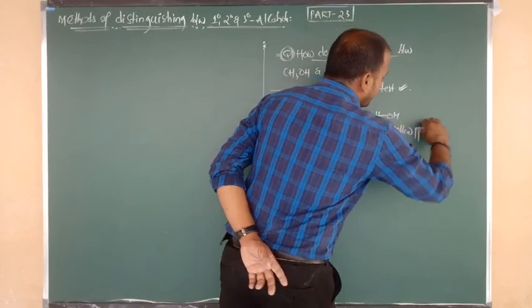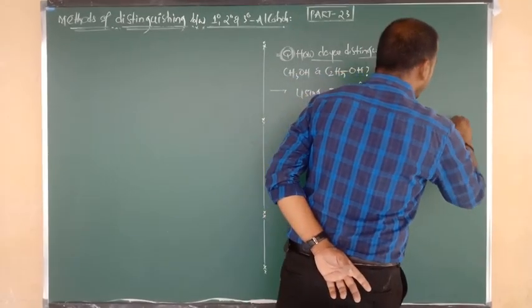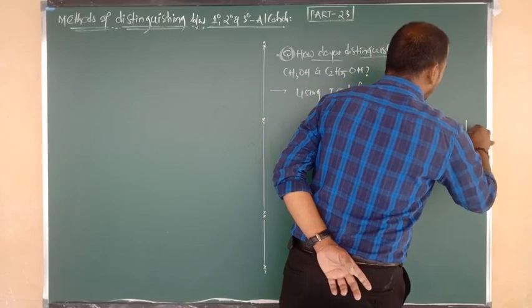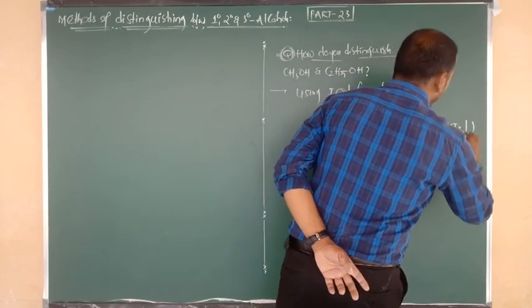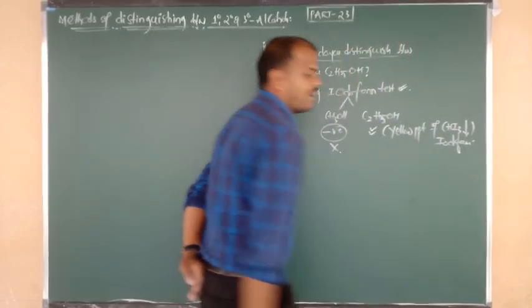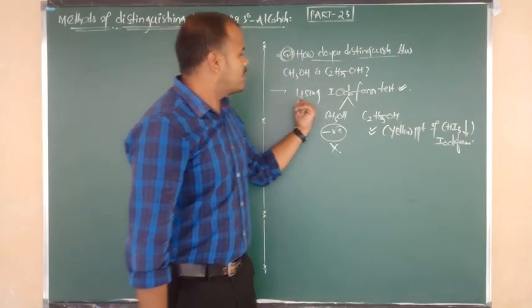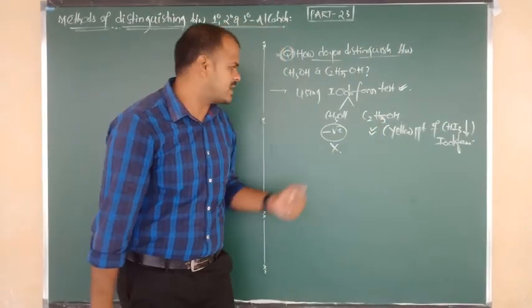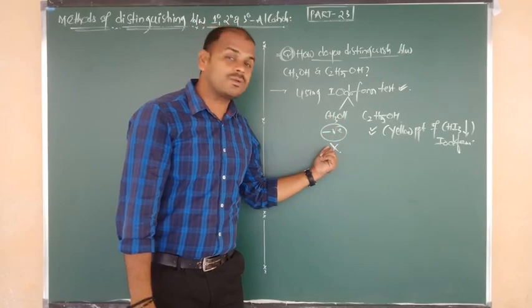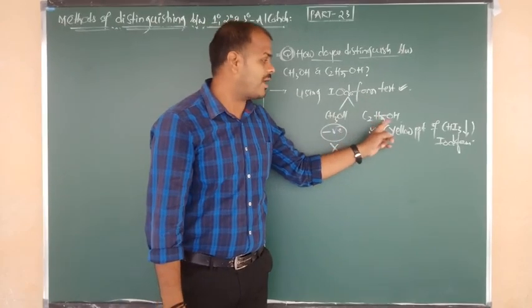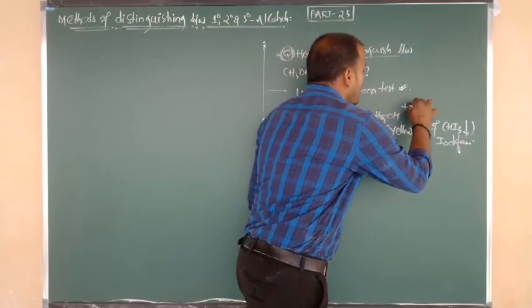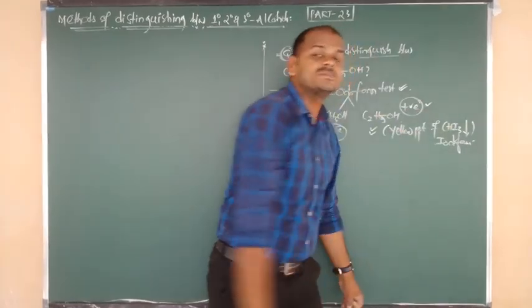It forms a yellow precipitate of what is the name? CH3, this is called iodoform. This is called what, beta? Iodoform. I told you yesterday. Good. So using the iodoform test we can distinguish them. Methyl alcohol is negative for the iodoform test, but ethyl alcohol is positive for what, beta? Iodoform test.